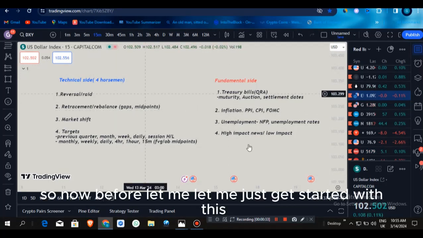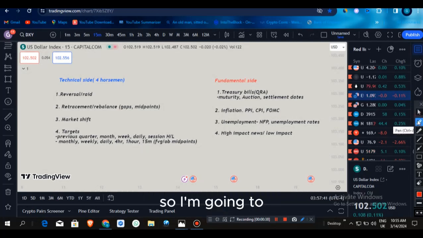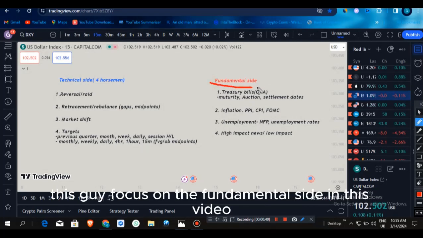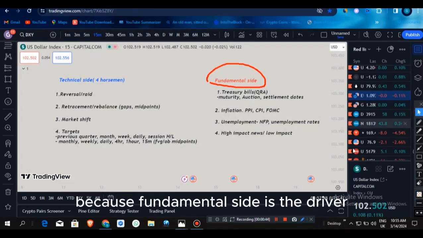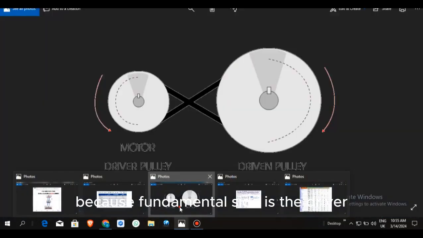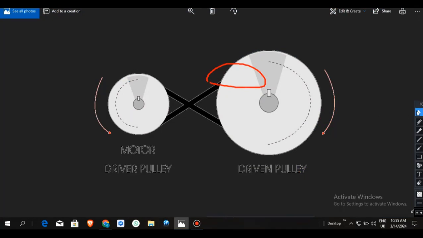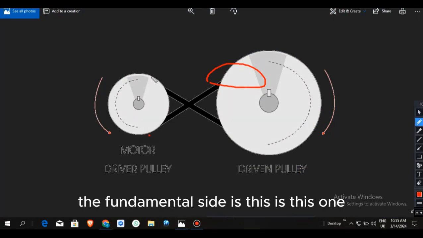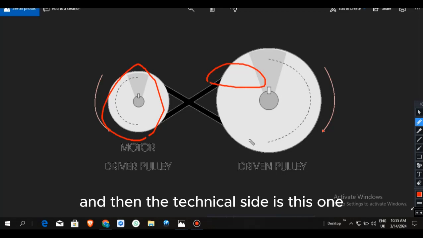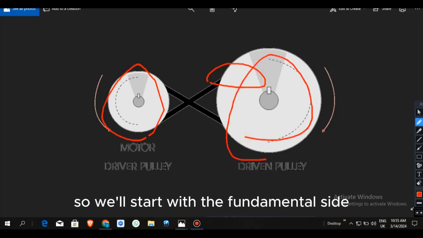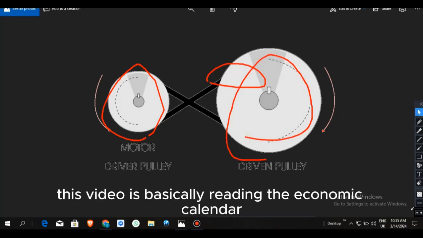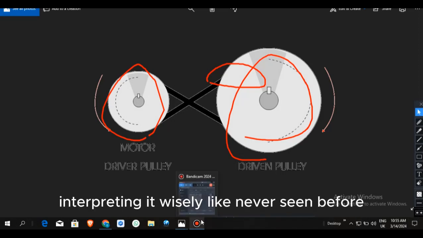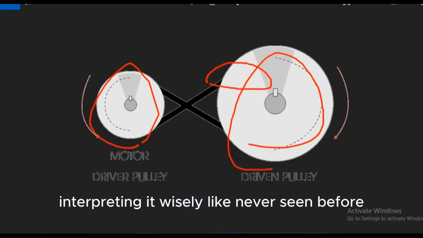So now, let me just get started with this. I'm going to basically focus on the fundamental side in this video, because the fundamental side is the driver, like in this pulley. The fundamental side is this one, and then the technical side is this one. So I want to start with the fundamental side. This video is basically reading the economic calendar, interpreting it wisely, like never seen before.